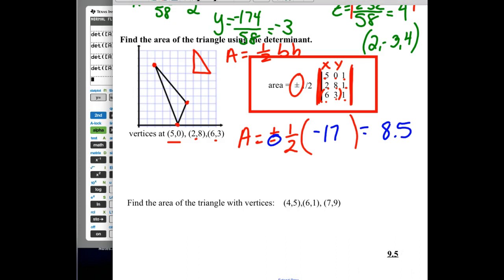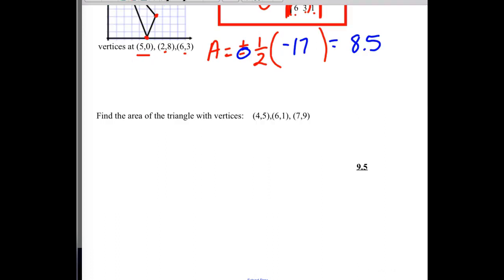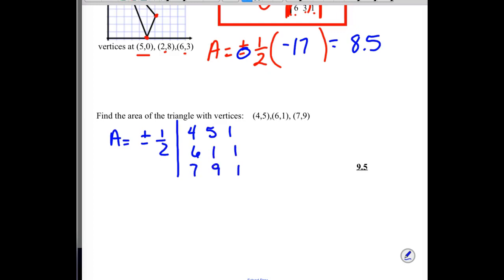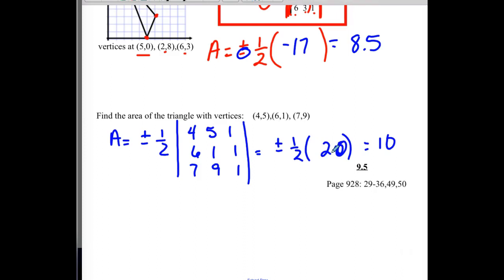All right, go ahead and try the last one. All right, so we did 1/2, the determinant of our matrix made up with the vertices. What did your determinant come out to be? Determinant was 20. Half of 20 is 10. And we don't need to worry about the plus minus because it was already a positive answer. Yes? Okay. So what you guys are going to do, page 928, questions 29 to 36, 49 and 50.